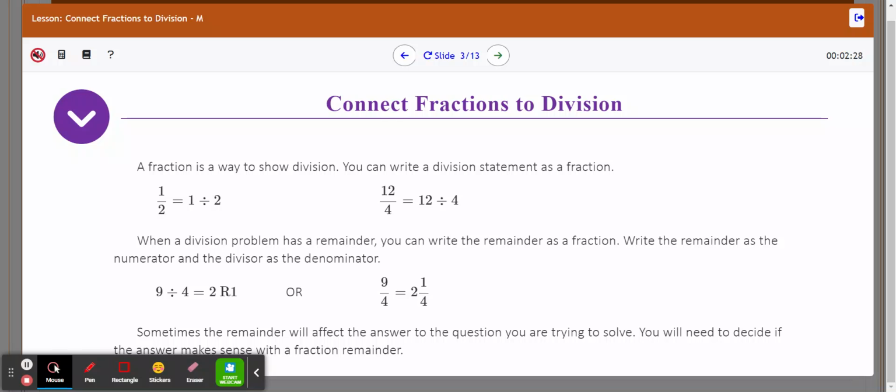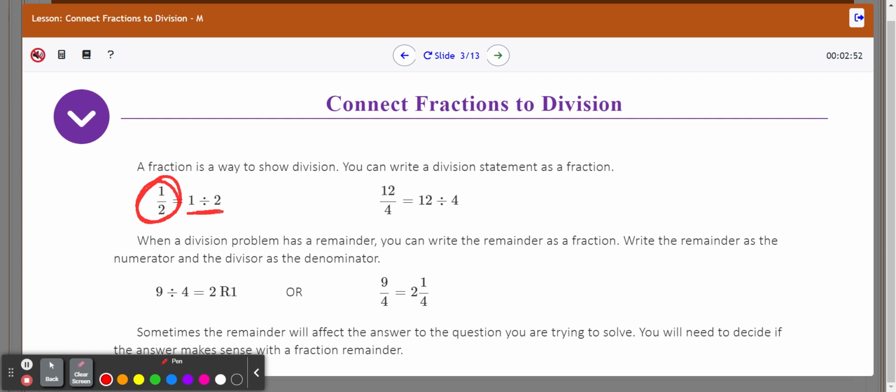Lesson 8, Connect Fractions to Division. So, you don't really realize this, but fractions are just division problems. That's all they are. So, let's look over here. If you see 1 over 2, well, we normally think of that as 1 half, but it's the exact same thing as 1 divided by 2.